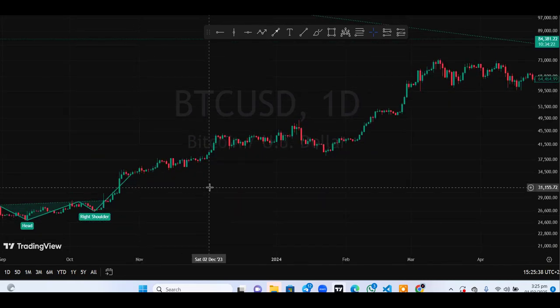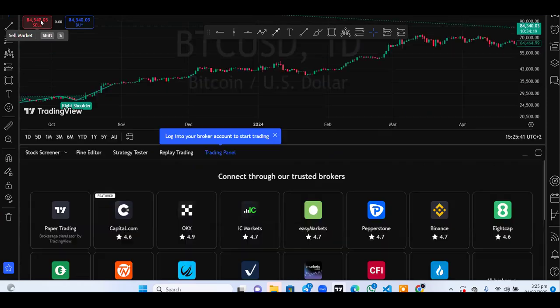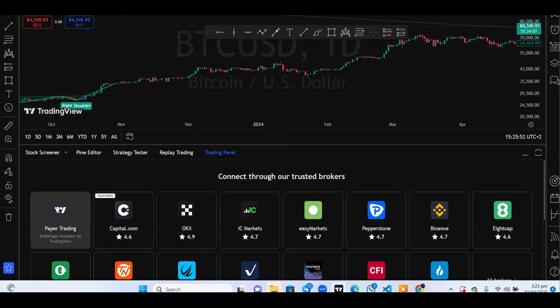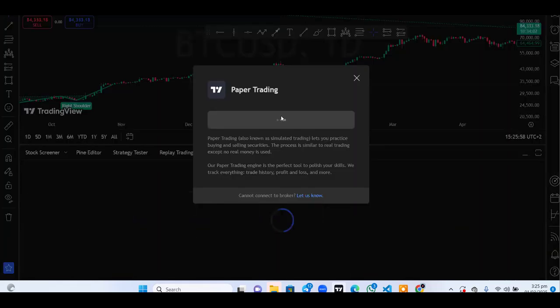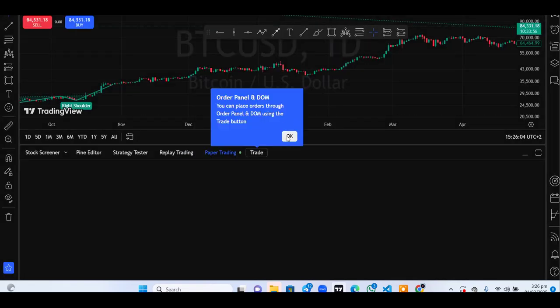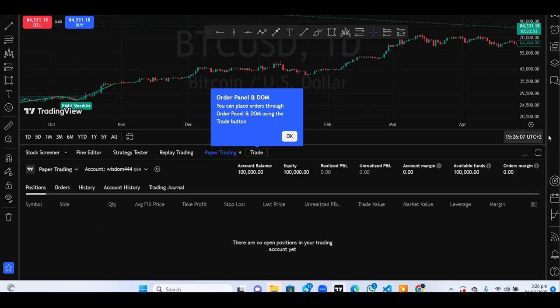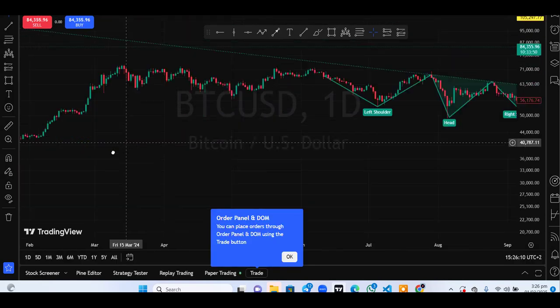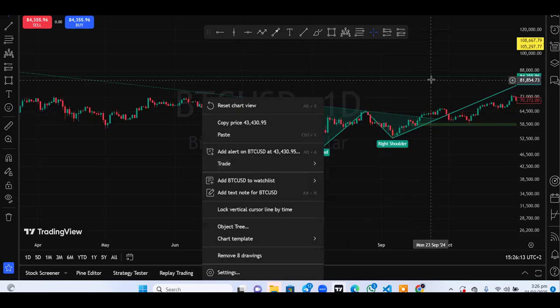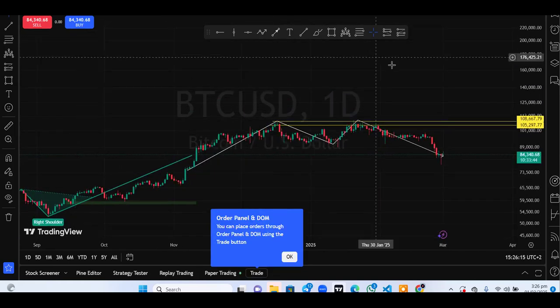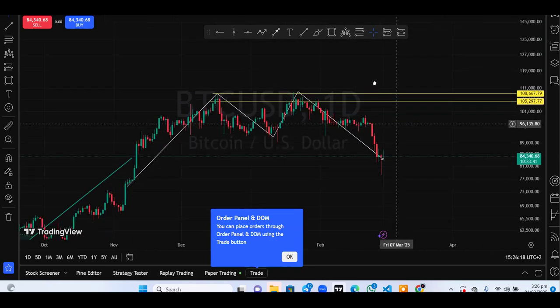I can do this. By the way, did you know that on TradingView, you can even use a demo? You can link your account. If you have an account with IC Markets, Easy Markets, Pepperstone, Binance, 8Cap, or Paper Trading, this is a demo account that you can use. So I can connect it. Okay, so those of you who are just joining us to Forex trading, you can also download TradingView on your App Store or Play Store. Also for your PC, you can do the same.